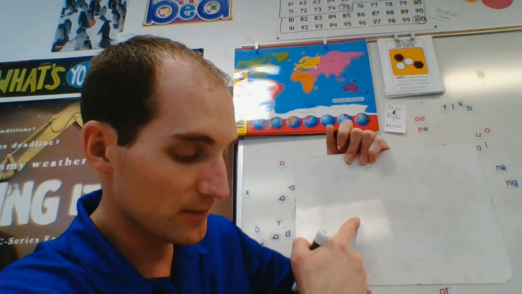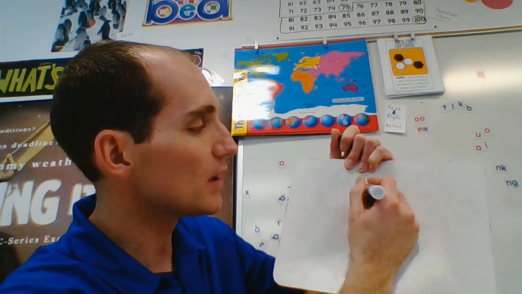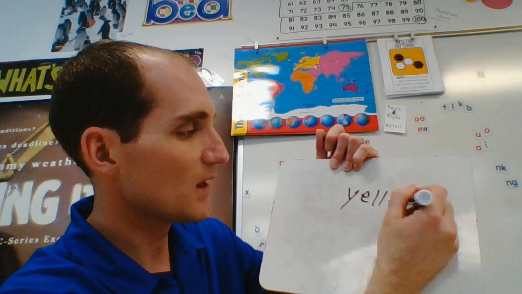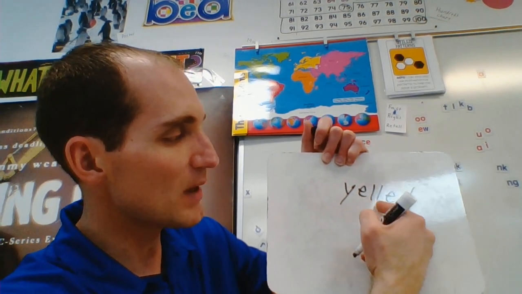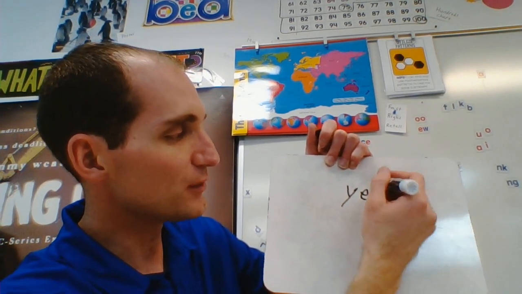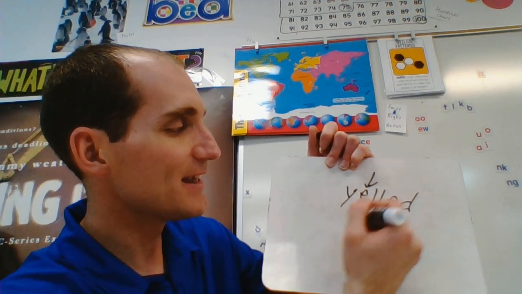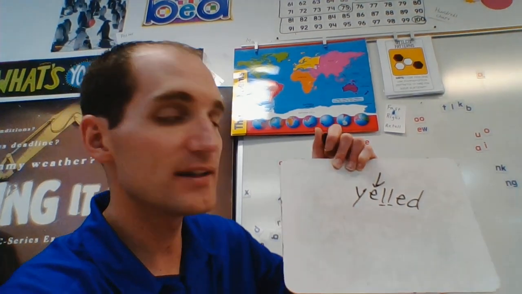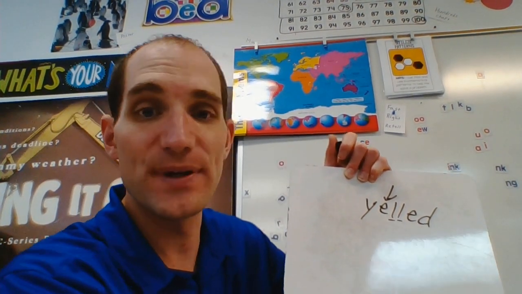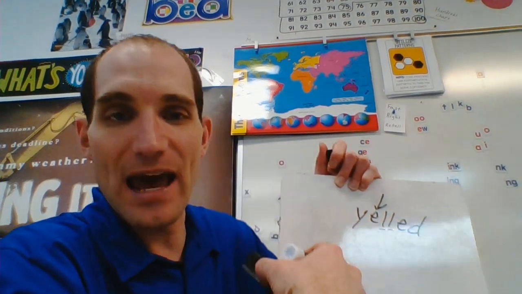Let's move on to some that don't have the SH or something like that in the middle. Let's do like this one. Notice there's 2 L's in it, so the E will say eh, yelled. Yelled. Already happened. It happened in the past. He yelled.